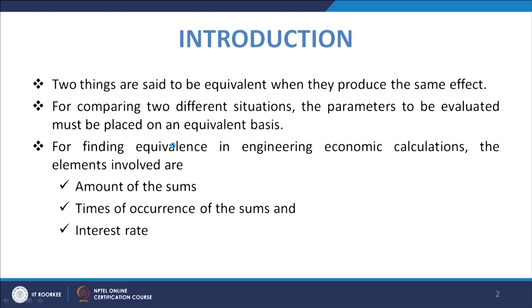Many times what happens is that if one element changes, the other will change. So how can we understand this? For finding equivalence in engineering economic calculations, the elements involved are amount of sums, times of occurrence of the sums, and interest rate. So basically when we talk about analysis of a system or financial transactions, you have three elements involved. One is the amount of sum, that is, how much transaction is taking place, then the time of occurrence, when it is taking place.